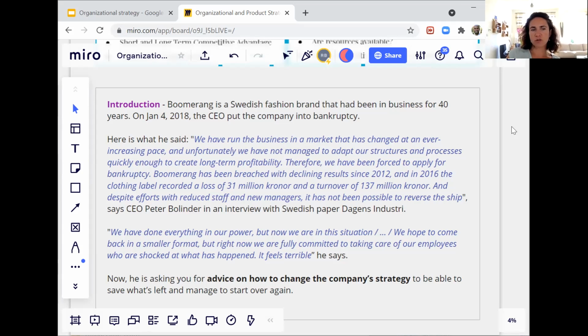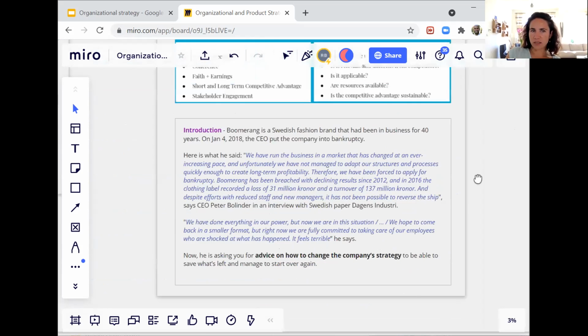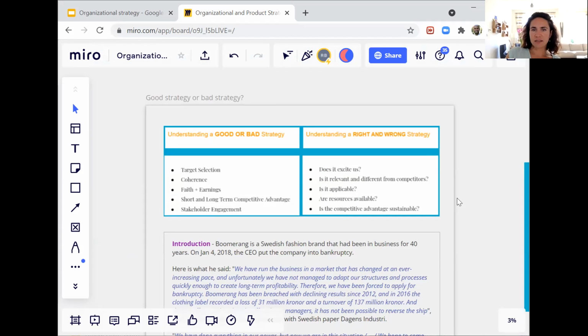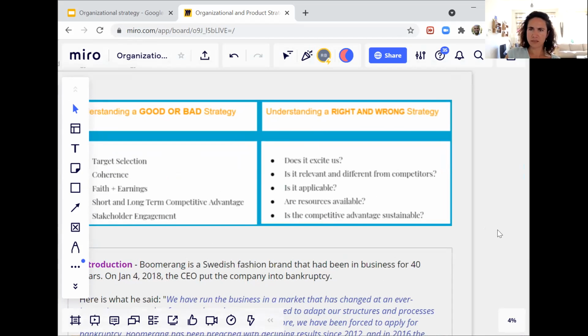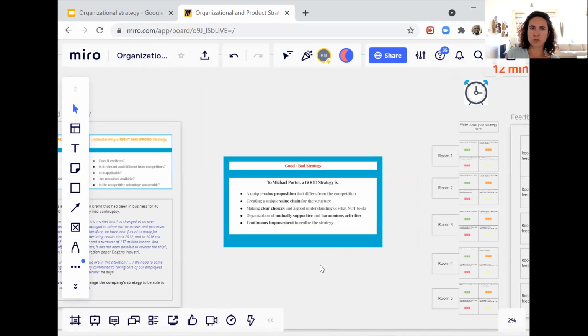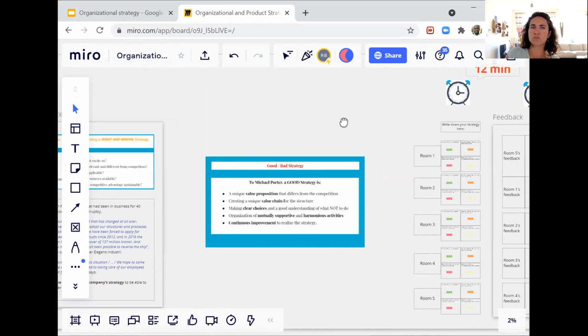Now, in this scenario, we would like you to think a little bit and advise them on how they could change the company's strategy to save what is left and manage to start over again. So you see, there is a company that is going down, and is there a possibility of another strategy to make it better again with the existing small team? This is the question. We have taken the good and bad strategy checklist here, and we can go to the breakout rooms and think about a strategy.